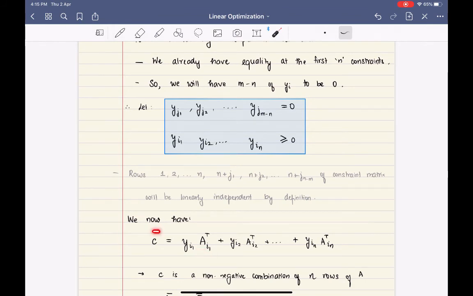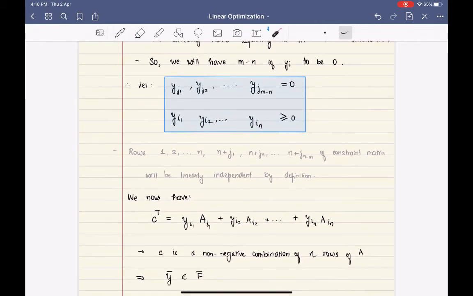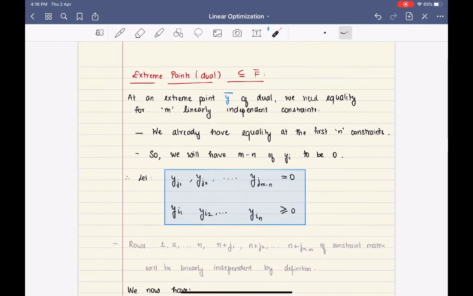Okay, and that is what I've written here. So you can look at it as C transpose is yi1 ai1 plus yi2 ai2 and so on. So I'll write it that way. C transpose is equal to this. So we get C to be a non-negative combination of n rows of A, and hence this particular y should be in f bar. If you go back and look at how we defined f bar, you will realize that this particular y should be in f bar. Okay, so this side is done.